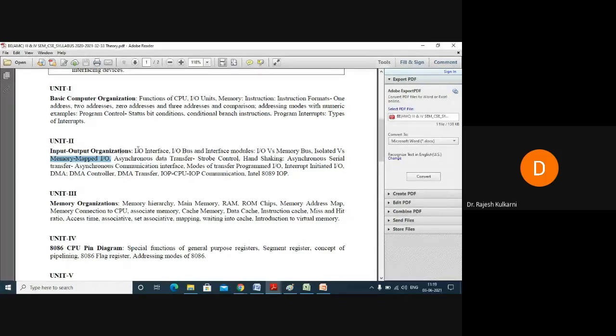Unit 2, and we have completed IO bus, IO interface modules, IO versus memory bus, isolated versus memory mapped IO. So today's target is to start asynchronous data transfer, understand what is strobe control and handshaking, but not in detail. In the next class, in detail handshaking will happen. Strobe control we will try to finish today.